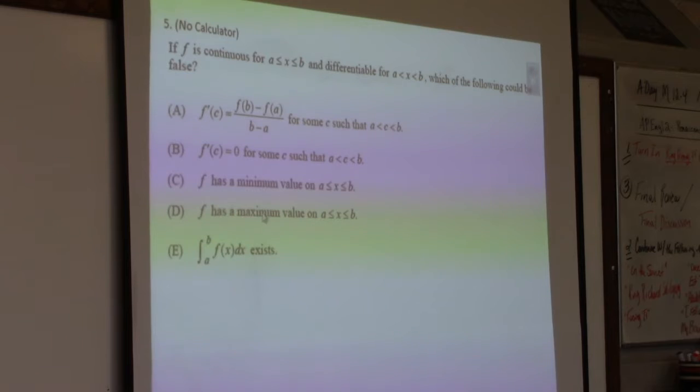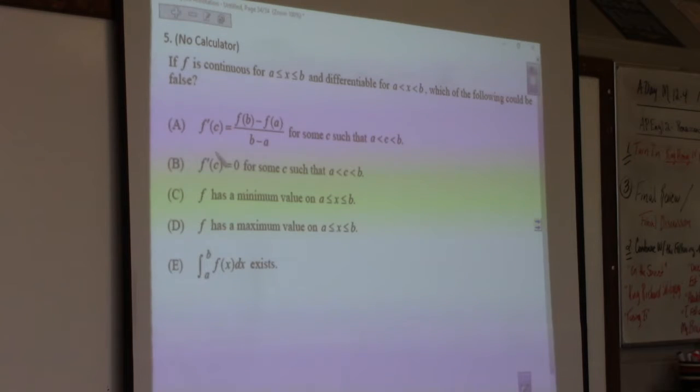What about B? F prime of c equals 0 for some c. Well, we don't know anything about what the values are, do we? We don't know that we necessarily have a horizontal tangent anywhere along through there, so we don't know that that's true. It could be false. So this one could be false. So maybe.